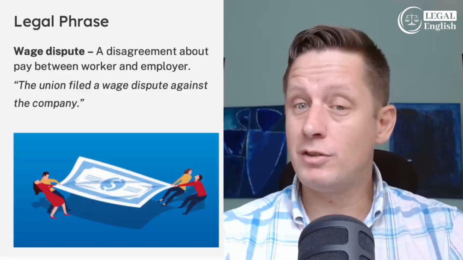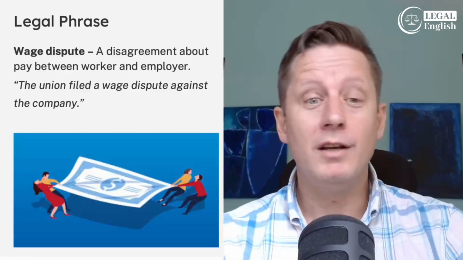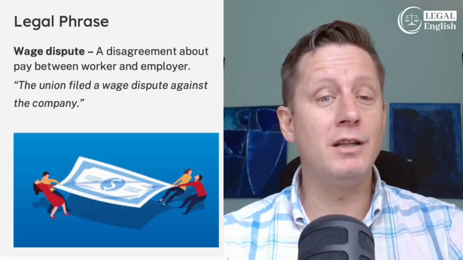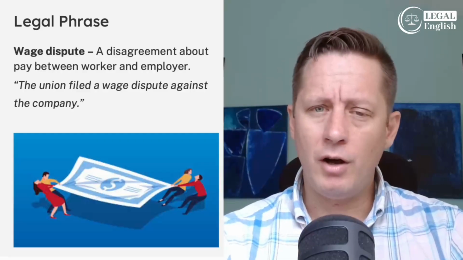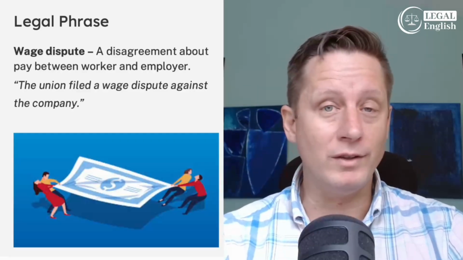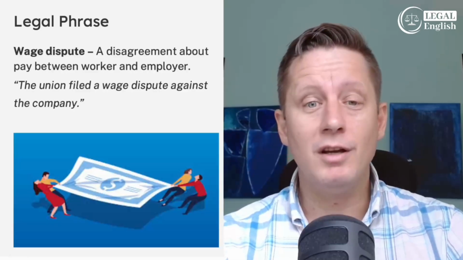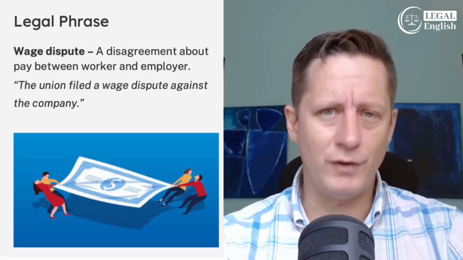Sometimes a wage dispute goes to labor court. Sometimes it is solved in negotiation. Lawyers often represent one side in a wage dispute to make sure the law is followed.